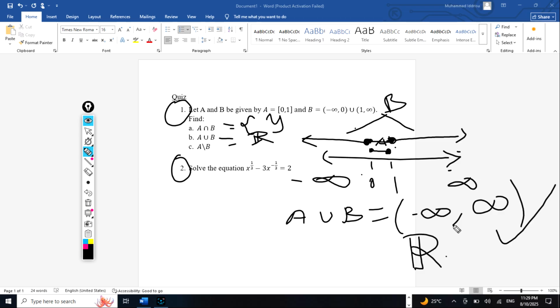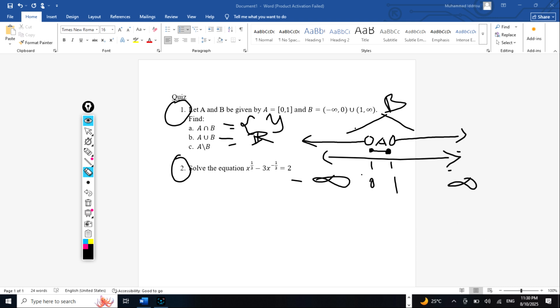Okay, and the last one from the first question. So let me cancel certain things. So the last one is just the difference, A and not B. So we are just removing B from A. So that's the meaning of this notation, A and not B.